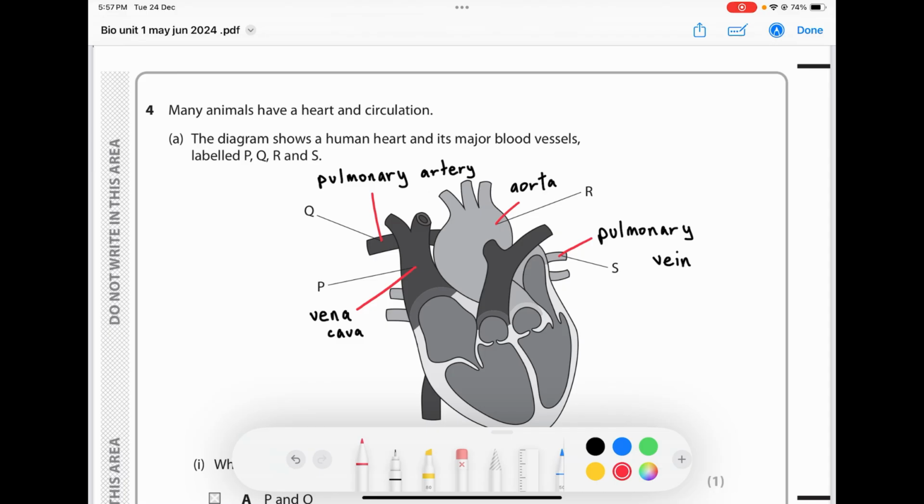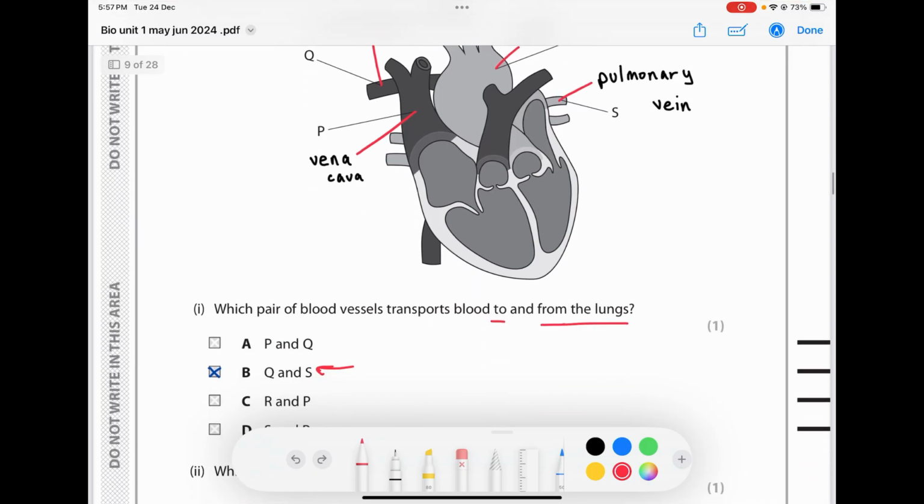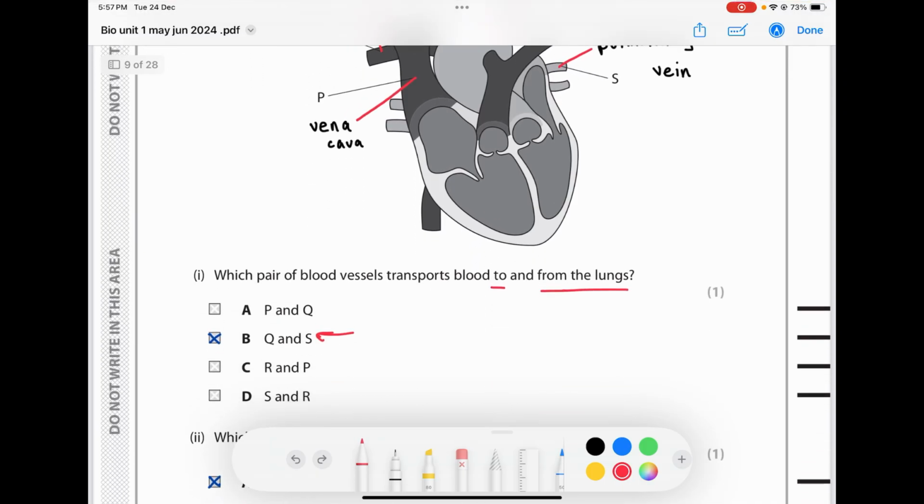Okay, now moving on to question 4. Many animals have a heart and circulation. The diagram shows a human heart and its major blood vessels labeled P, Q, R, and S. Okay, here we have the diagram for the first question. So which pair of blood vessels transports blood to and from the lungs?